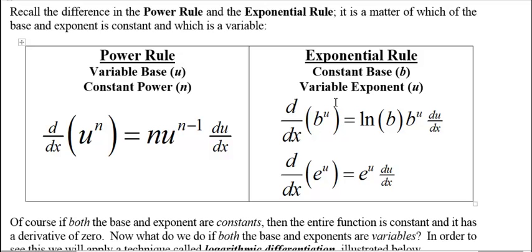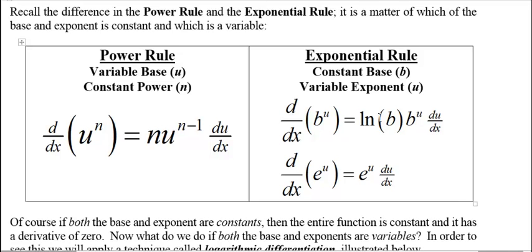Let me ask you a couple other questions. Now, what if both the base and the exponent are constants? Like, what would be the derivative of e to the pi? Well, that would be 0, because e to the pi overall is a constant, so the derivative of a constant is 0. So if they're both constants, then of course the derivative is 0. But what do we do if they're both variables? If we had, like, x to the x power, or some other thing where we have a variable base and a variable exponent, it turns out that neither one of these rules apply.